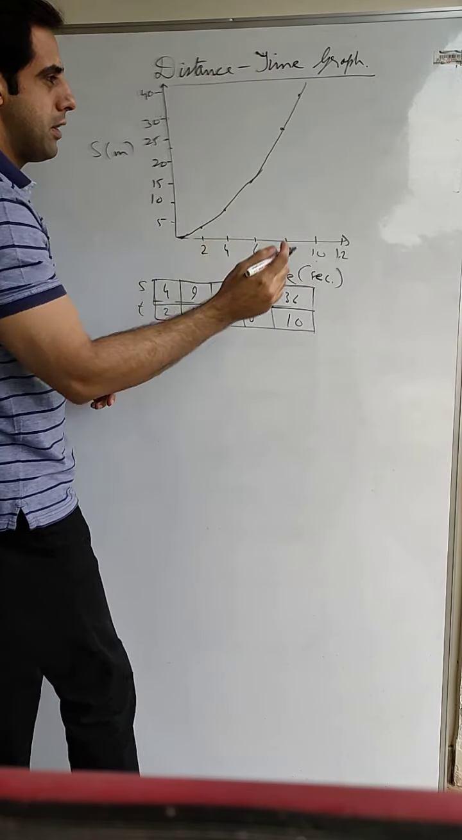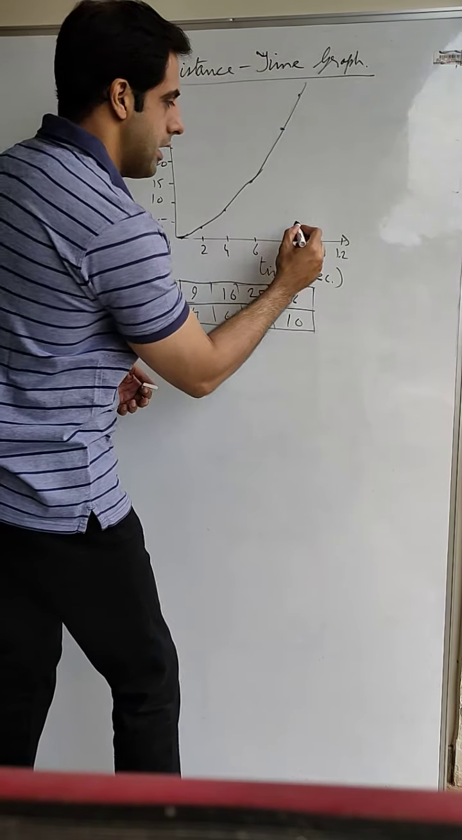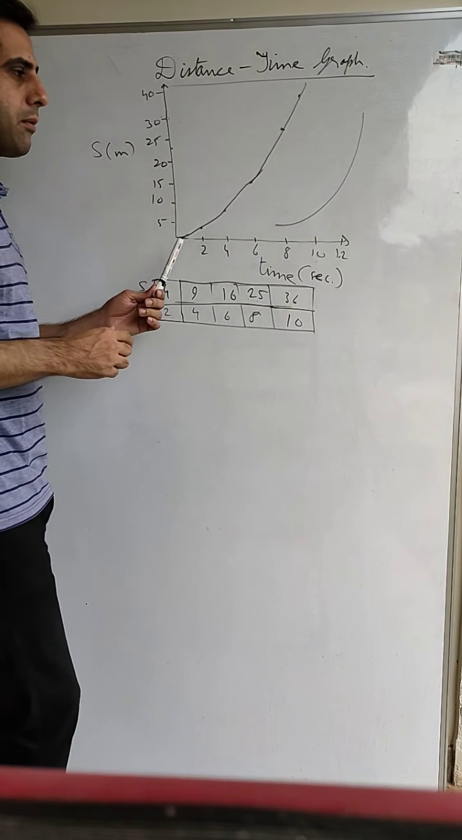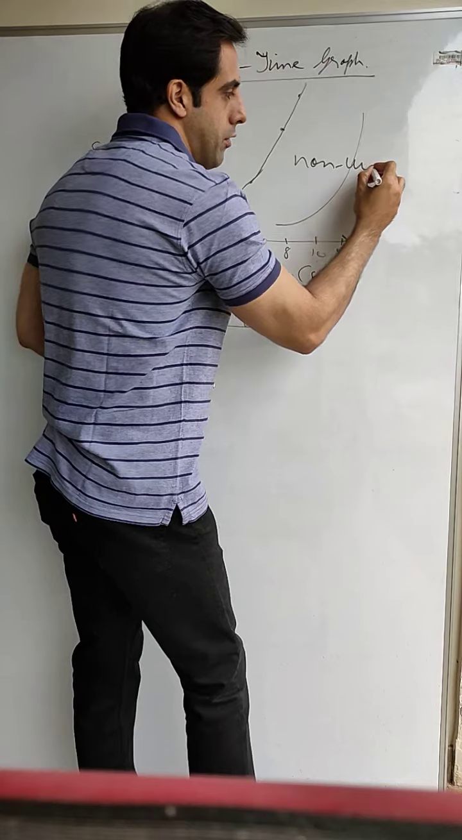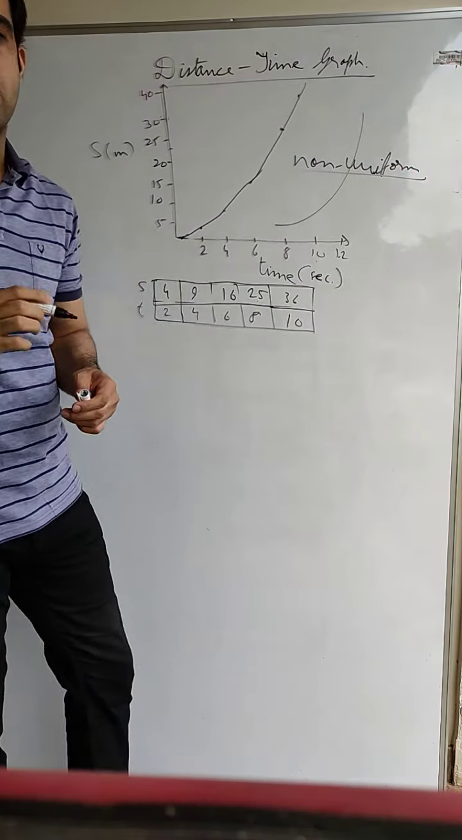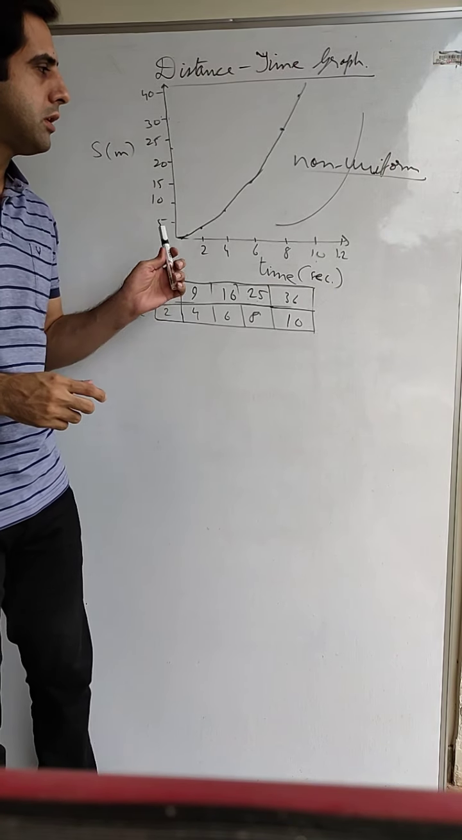Okay, now if we join these points, we are going to see that the line is not straight, it is curved. It is curving in the upward direction, it is going like this. So when the distance-time graph comes like this, then it is a non-uniform motion. Okay, so in a uniform motion the line will be straight at an angle, and in a non-uniform motion the line will be curved.